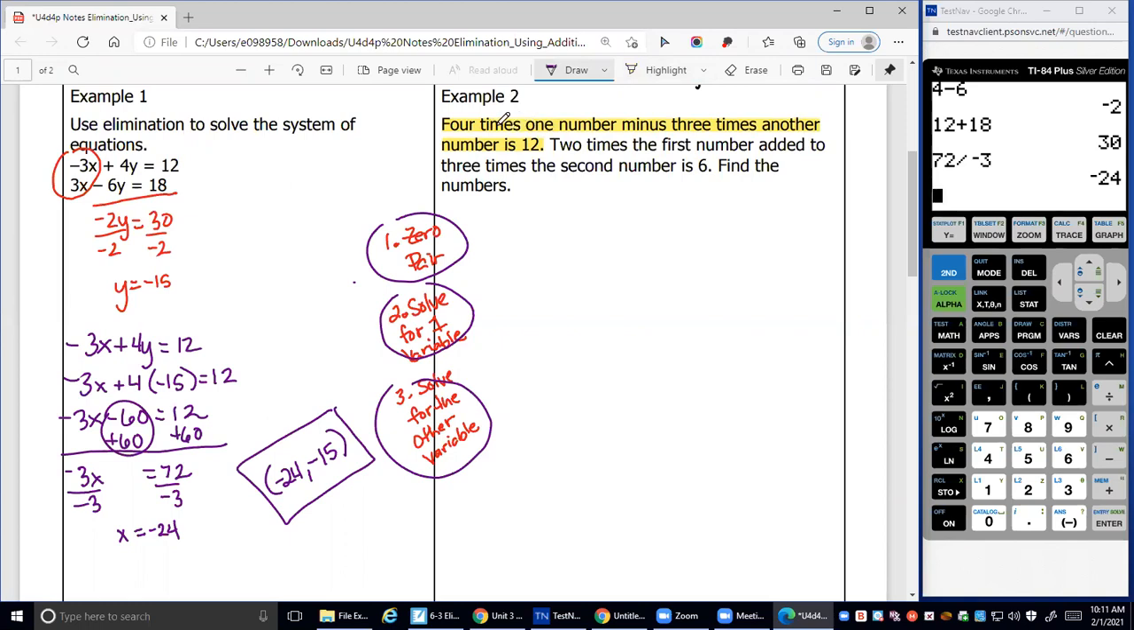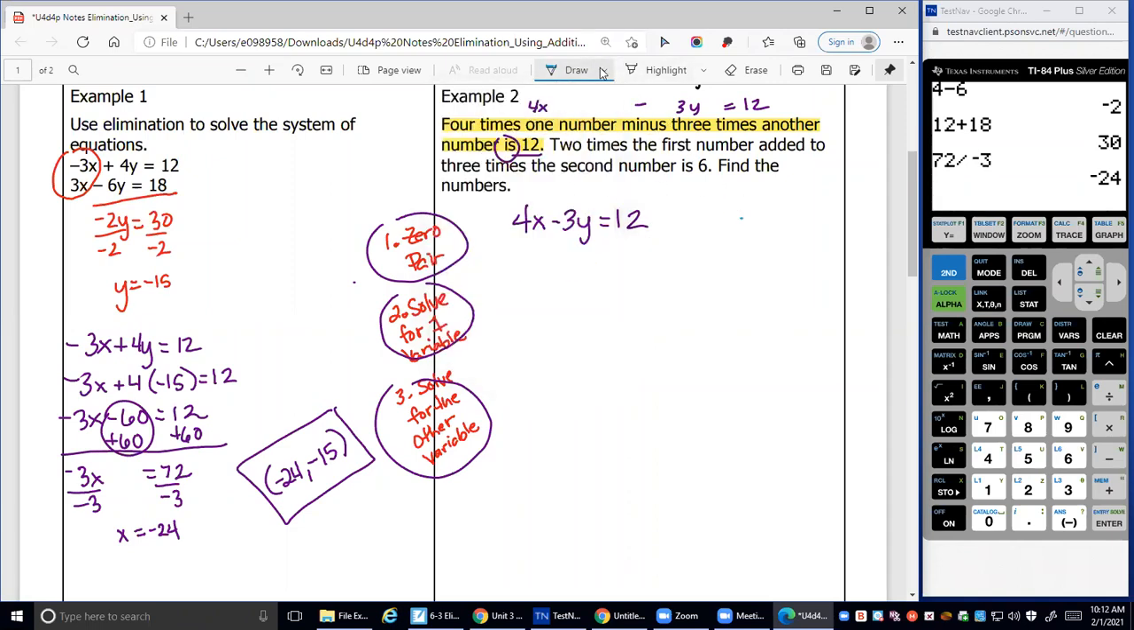When we're translating here, we have 4 times one number. That's just going to be 4x, right? 4 times a number. Then minus is minus. 3 times another number, not x, another one. So that's got to be 3y. And then we've got is 12, so that's just equals 12. So right there, you've got 4x minus 3y equals 12.